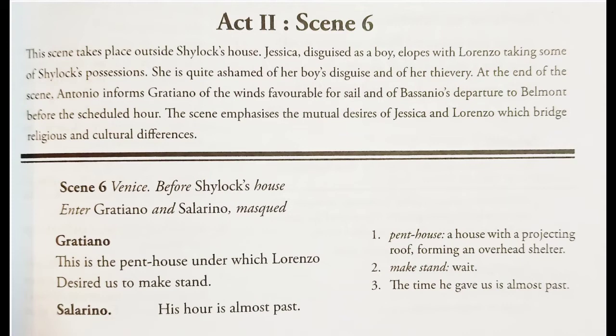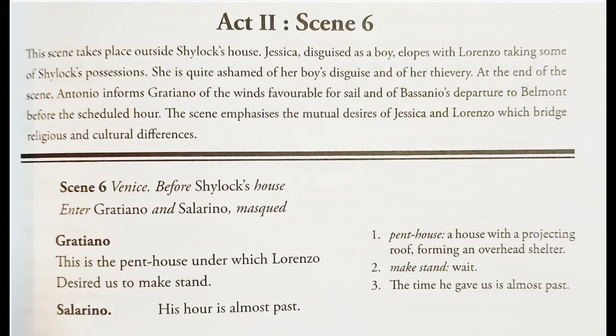Now, in the thumbnail of this video, you will see that there is an illustration where from one of the balconies of Shylock's house, Jessica is seen handing a big box over to a young man standing in the street below. He is none other than Lorenzo, the Christian lover of Shylock's daughter, Jessica.